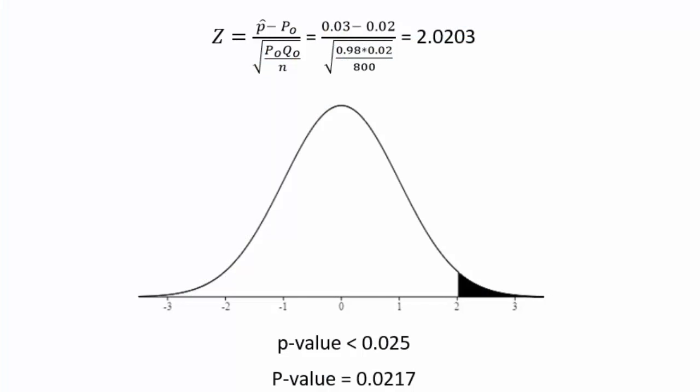Now you'll notice with a z-score of 2.02, according to the empirical rule, we would have 95% between -2 and +2, and 5% on the outside. So our p-value is going to be a little bit less than 0.025. To find it out exactly, we would have to use an applet or some other tool, like the TI calculator, to get our exact p-value.